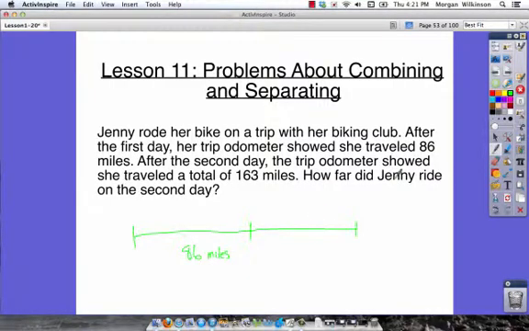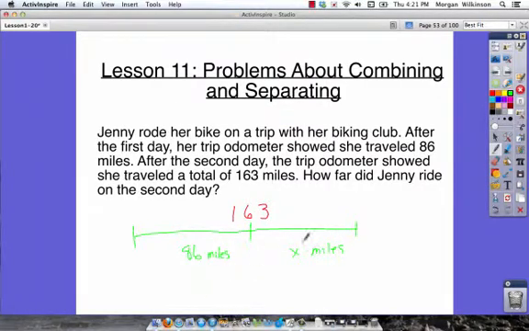is going to go on the top, and we'll use a different color for that. 163 miles is our total distance, 163, all the way across from beginning to the end. How far did Jenny ride on the second day? So what we have to fill in is this missing information. How many miles did Jenny go on that second day in order to get a total of 163, given that she had traveled 86 miles on the first day? So we'll call this X miles.